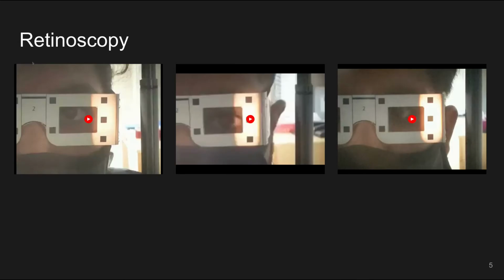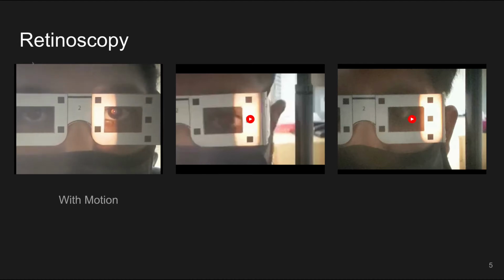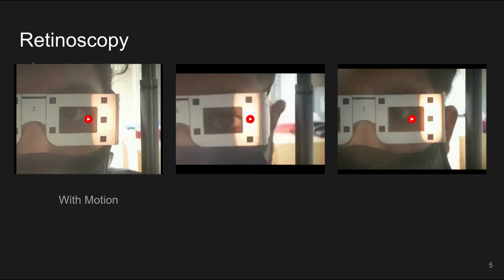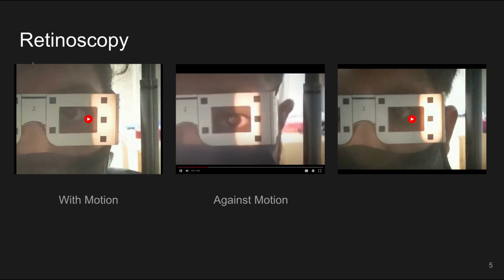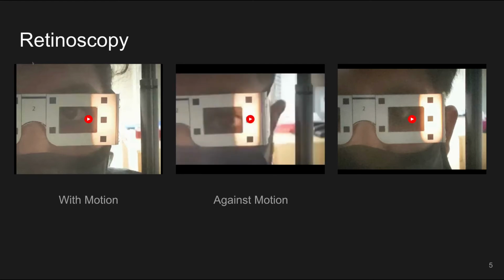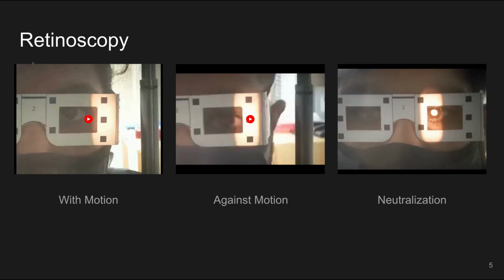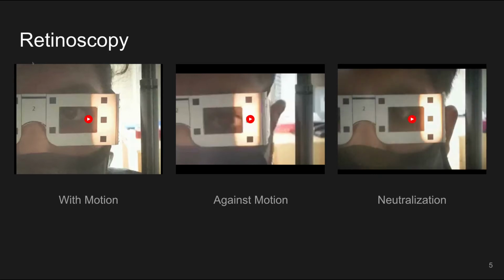During retinoscopy, the optometrist shines a beam of light from the retinoscope on the patient's eye and observes the speed and direction of retinal reflex formed in the eye. When the patient has a gross positive power, the reflex moves in the same direction as the beam and is called with motion. If the patient has a gross negative power, the reflex moves in the opposite direction and is called against motion. If the patient has a zero gross power, the reflex completely fills the pupil, and this is called neutralization. This is the end stage of retinoscopy.